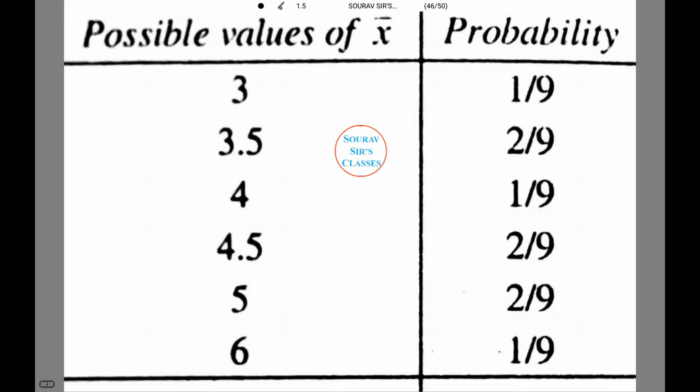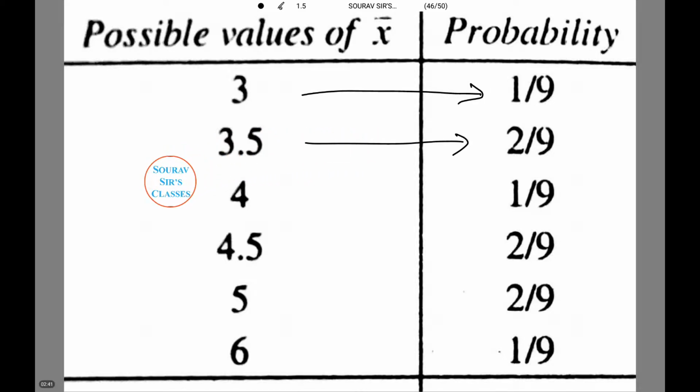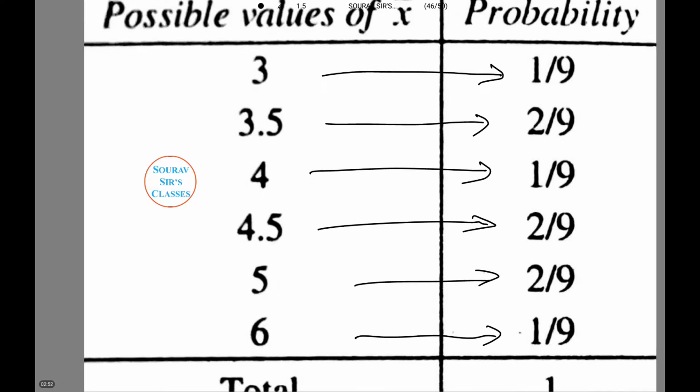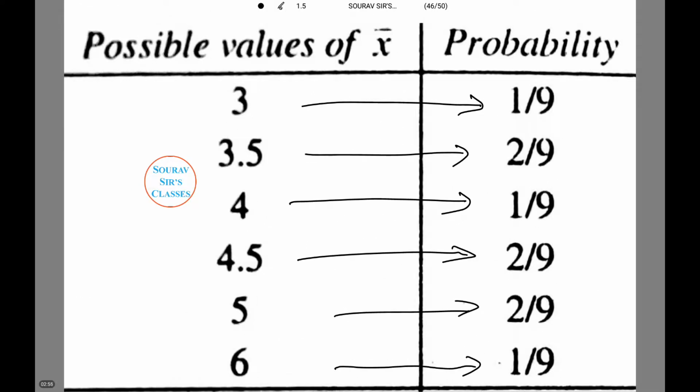Now the possible values of x bar from our previous table are 3 with probability 1 by 9, 3.5 with 2 by 9, 4 with 1 by 9, 4.5 with 2 by 9, 5 also 2 by 9, and 6 with 1 by 9. Again we check the probabilities by addition and it comes to 1, and hence there are no errors. This is nothing but the number of times these means arrived in our previous table divided by the total number of samples that we had obtained.